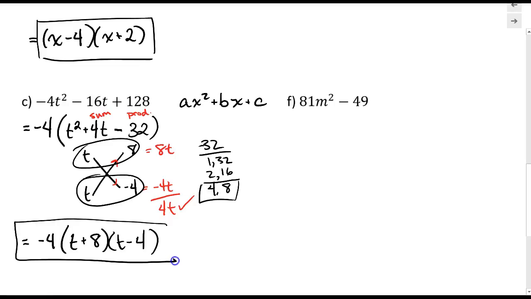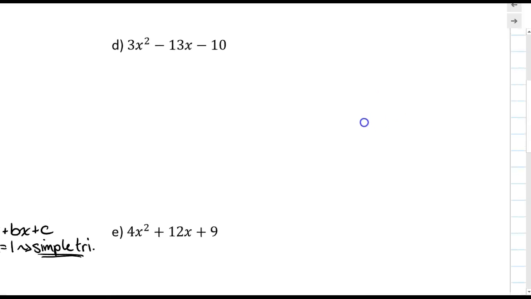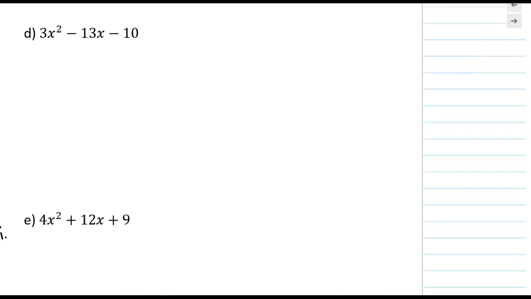And I will box off my answer so it's always easy to find. So sliding over here, we're looking at D. Again, we are in ax squared plus bx plus c mode, always decreasing our exponents. We've got a is not equal to 1. So it's a red flag. I want to check for greatest common factor for sure.